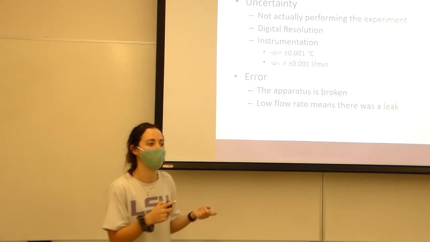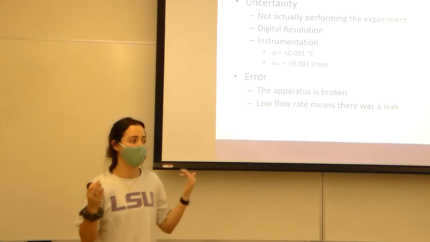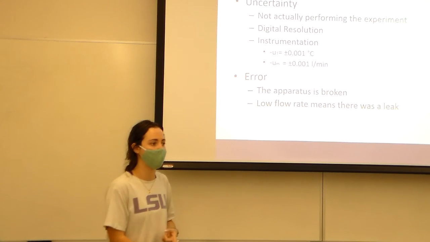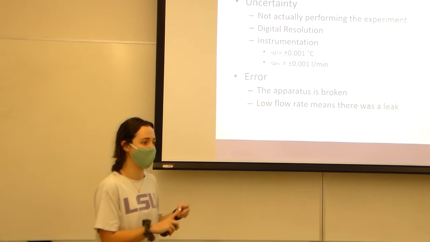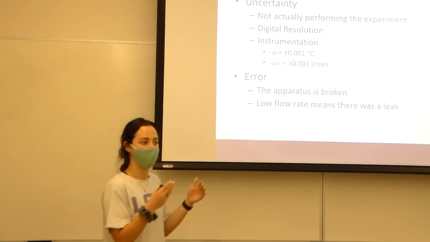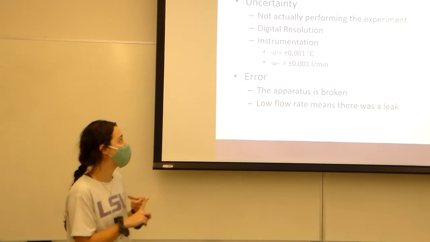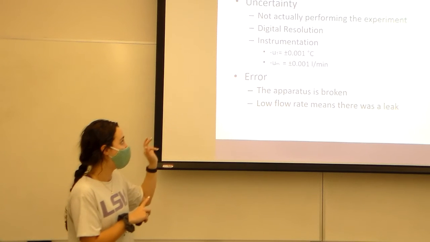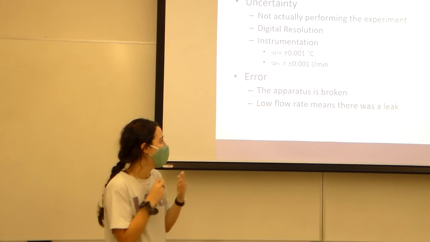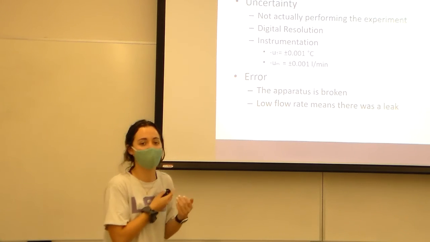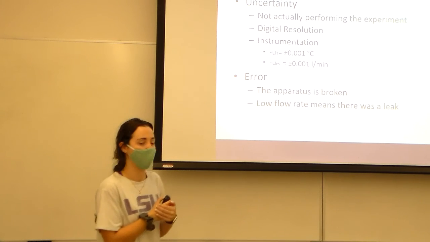Obviously, some of the uncertainty was that we didn't actually do the experiment, so we don't know exactly what human error was made during finding the data that I used. But the digital resolution of the different measurements, as well as the instrumentation that we know was used to find the temperature and mass flow rate, have pretty low uncertainties. And for the error, obviously the apparatus is broken, there's a leak in the boiler, and that is shown in the low flow rate that we had.